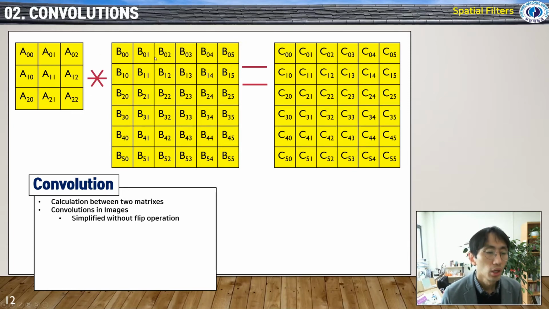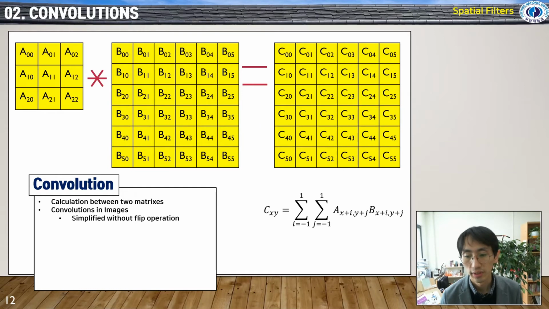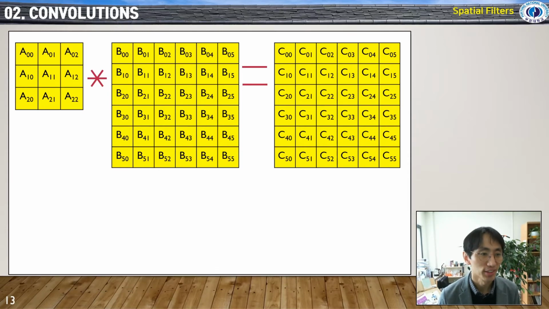Okay, this is a matrix calculation. So after this calculation, you may have this size of image and this size of matrix. So let's see how it is calculated. Okay, this is the equation, and if you understand this equation, then you can skip the rest of this lecture. But okay, let me explain it easily without the equation.